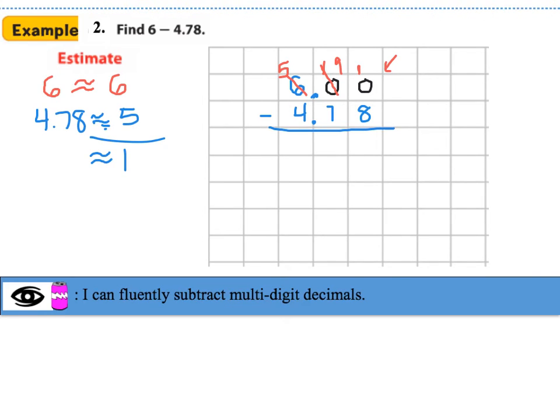So 10 minus 8 becomes 2. Middle column, 9 minus 7 is 2. And 5 minus 1 is 4. Notice that 422 is not close to our estimate of 1, which means our answer cannot be 422. What we have to do is make sure we drop down our decimal. So our precise answer becomes 1 and 22 hundredths. Now our answer is much closer to 1, which means it is much more reasonable.